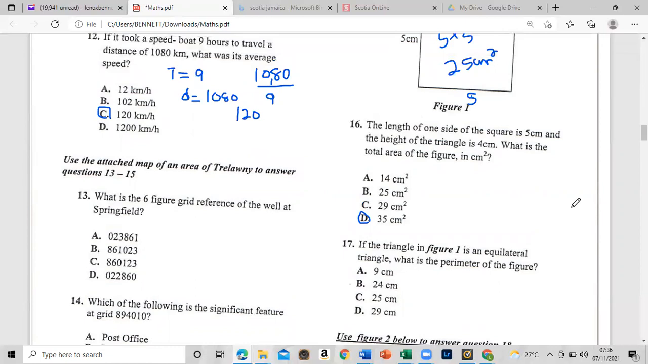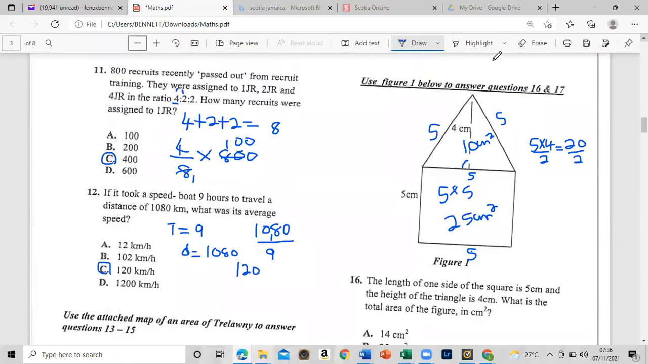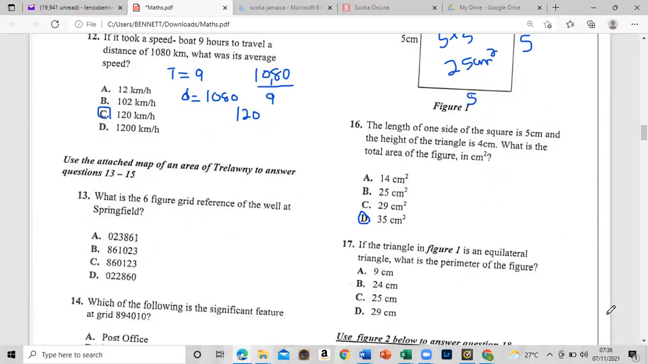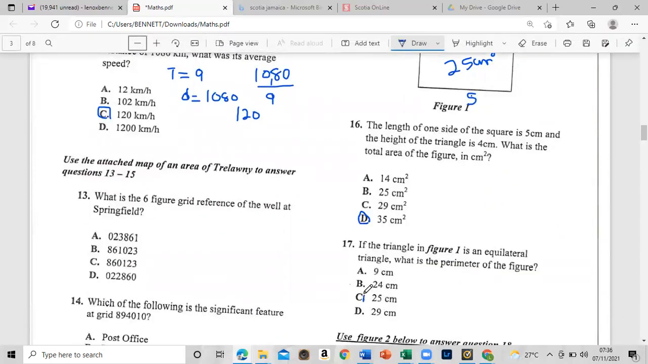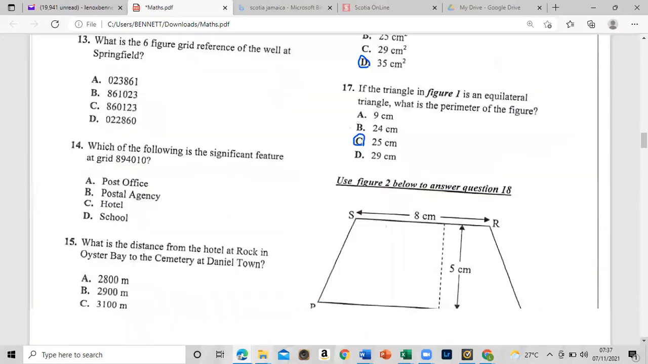Oh, the figure. It's not the triangle. So this is 5, 5, 5. Everything is 5. So we have 1, 2, 3, that's 15, 20, 25. So it's the actual figure and not the triangle. So that's 25. I need to go through some of these for people who attempt a little bit.